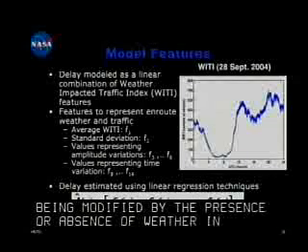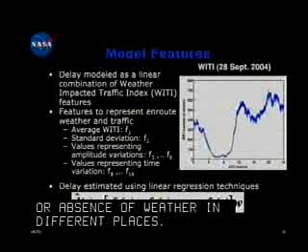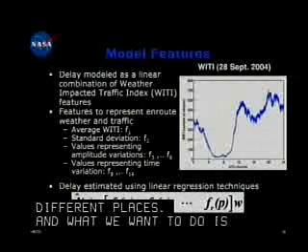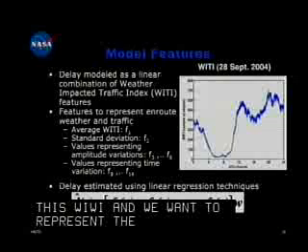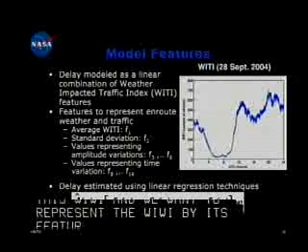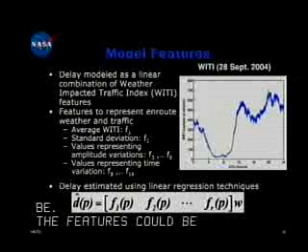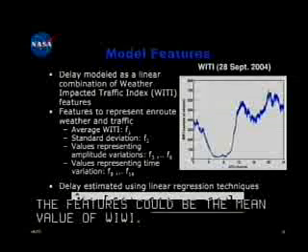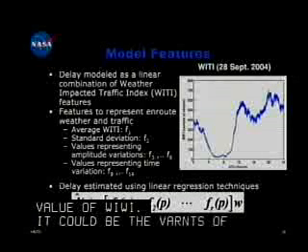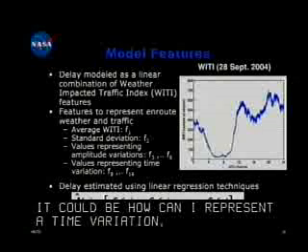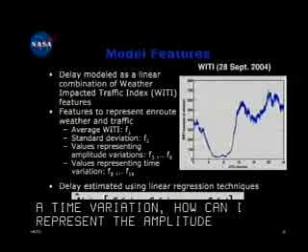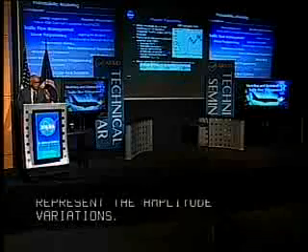And what we want to do is take this WITI and represent it by its features. What can the features be? The features could be the mean value of WITI. It could be the variance of WITI, or it could be how I represent the time variation, how I represent the amplitude variations. So on any given day, you can compute what these WITI features are.